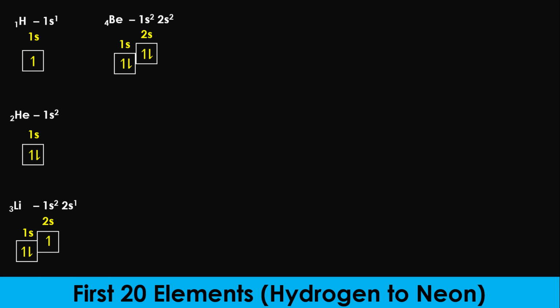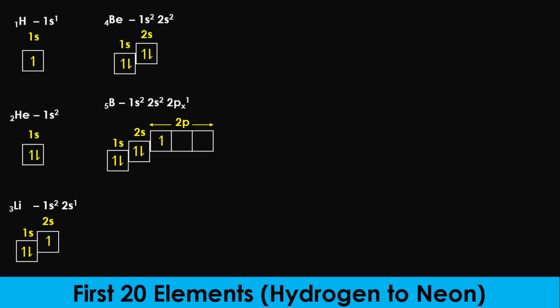Now the 2s orbital has been completely filled. The next electron will move to the 2p orbital, which is why boron has an electronic configuration of 1s2, 2s2, and 2px1. Carbon with 6 electrons has a configuration of 1s2, 2s2, 2px1, 2py1, or simply 1s2, 2s2, 2p2.